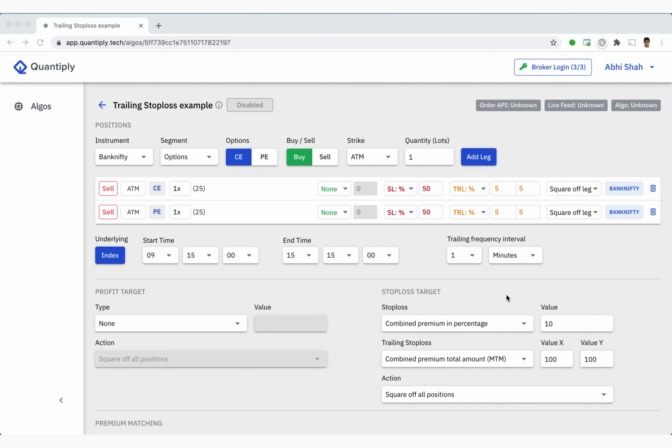You can change the trailing frequency interval from 1 minute to say 3 minutes, 5 minutes, 10 minutes, or 15 minutes. If you select 5 minutes, it means that the trailing conditions will be checked at the end of every 5 minutes. You can also change the minutes to seconds. If you've selected 1 second, it means that the trailing conditions will be checked every second. If you've kept it at 5 seconds, it means that the trailing conditions will be checked every 5 seconds, starting with the 5th second of the first minute. So that is it on how to configure trailing stop loss settings for your algo.